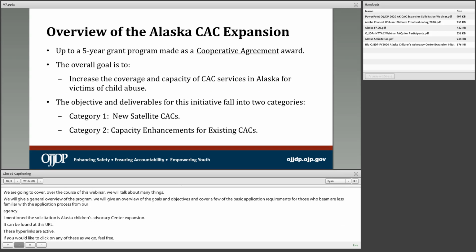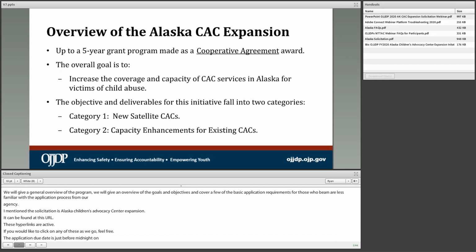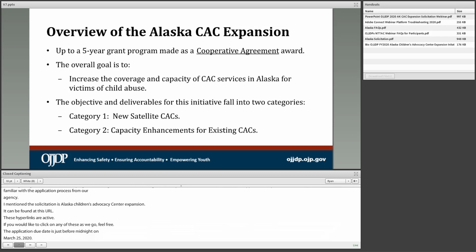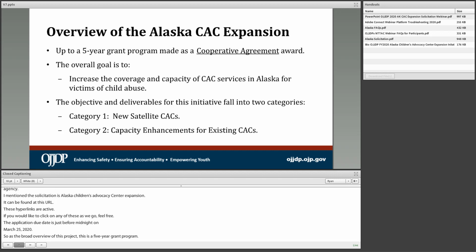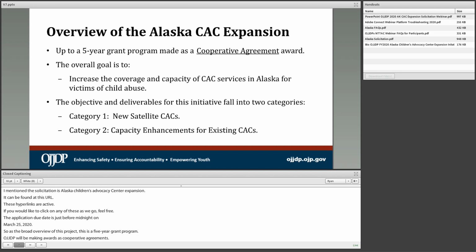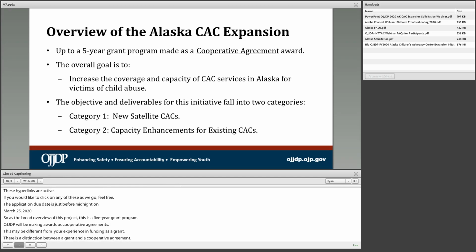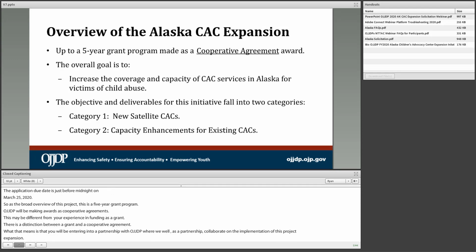So as the broad overview of this project, this is a 5-year grant program. OJJDP will be making awards as cooperative agreements, which may be different from your experience in funding as a grant. There is a distinction between a grant and a cooperative agreement. What that means is that you'll be entering into a partnership with OJJDP where we will, as a partnership, collaborate on the implementation of this project expansion. So OJJDP plays a more active role in the implementation of the program than would be typical in a standard grant. So we just want to raise to your attention that these would be cooperative agreements.